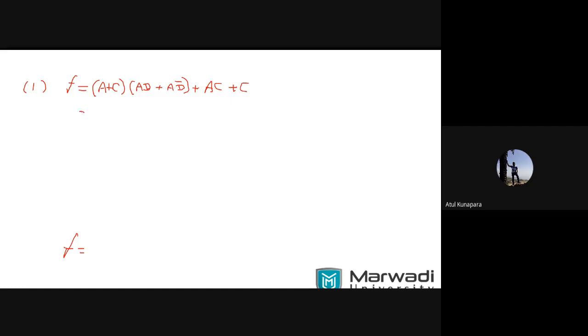So here, first of all, you can apply the rule over here in this too. You can take a common. Let me keep a plus c as it is. So in this bracket, I can keep a common. So inside the bracket, that will be d plus d bar, right? Plus AC plus C.